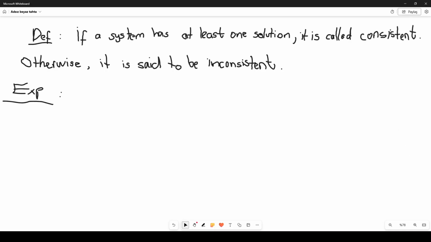Here's the definition. If a system has at least one solution, it is called consistent. Otherwise, what I mean by saying otherwise is that if it doesn't have a solution, then it is said to be inconsistent. Alright, let's look into that.